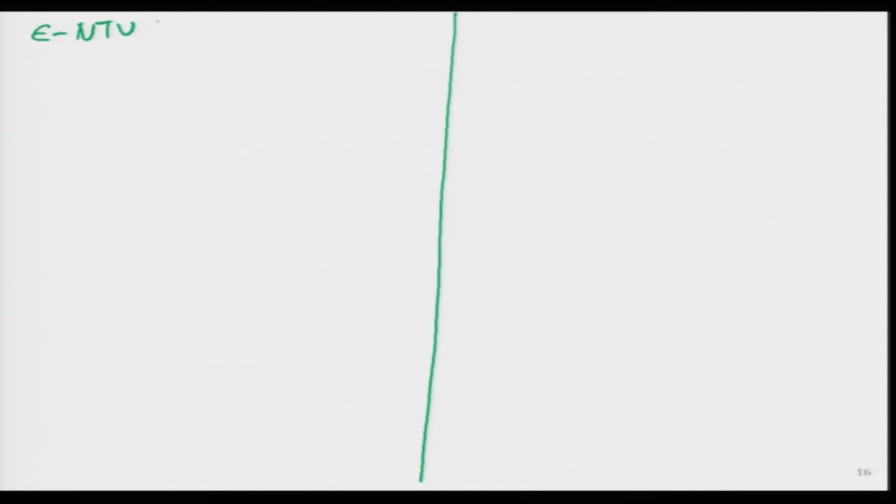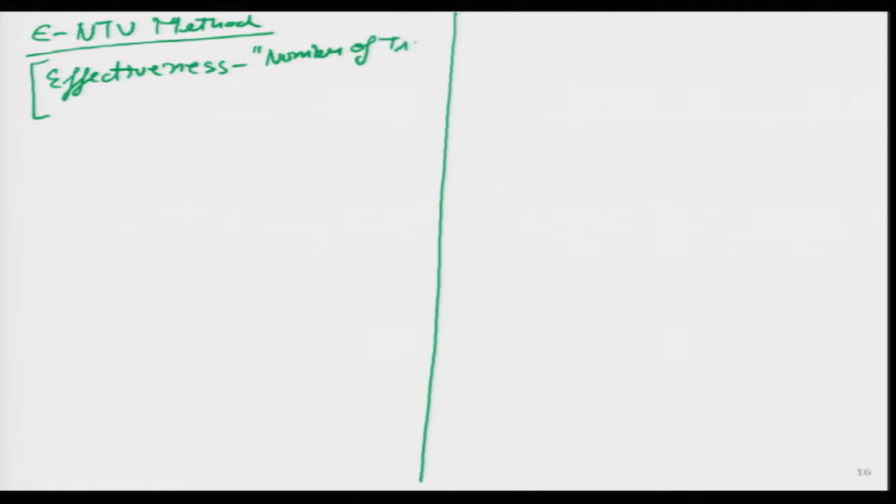So, let me write this down over here. We are going to look at the second method, which is the epsilon NTU method, and here epsilon stands for effectiveness and NTU stands for number of transfer units.